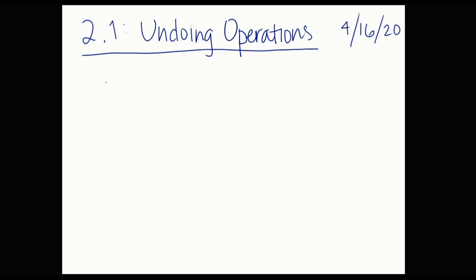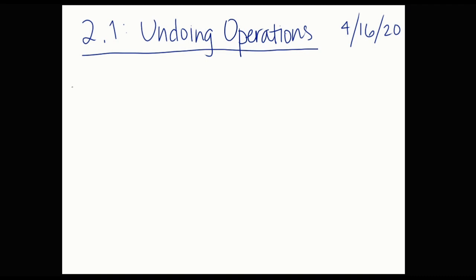Go ahead and get started. If you don't have your notebook in front of you, now is the perfect time to go get it. Title your notes with 2.1 Undoing Operations. Today's date is 4/16.